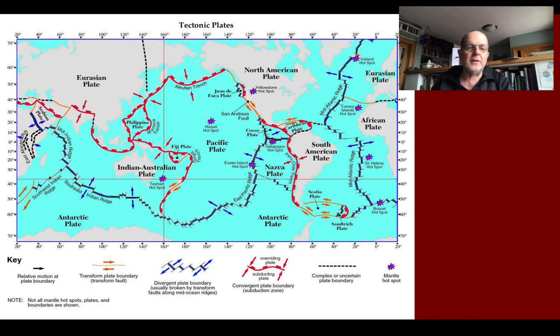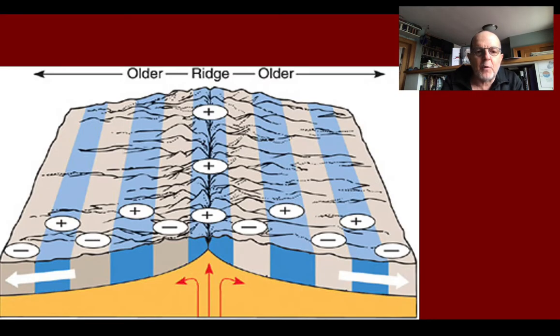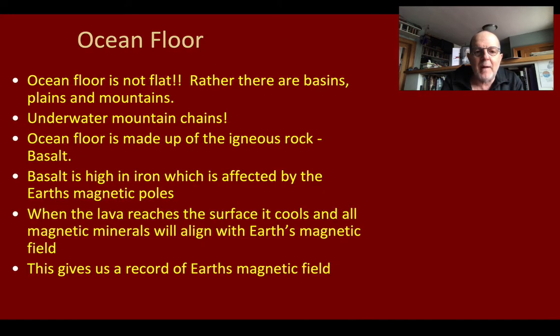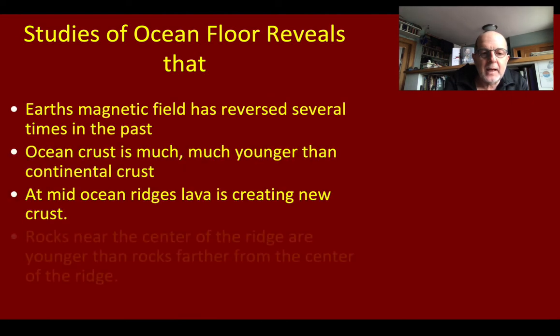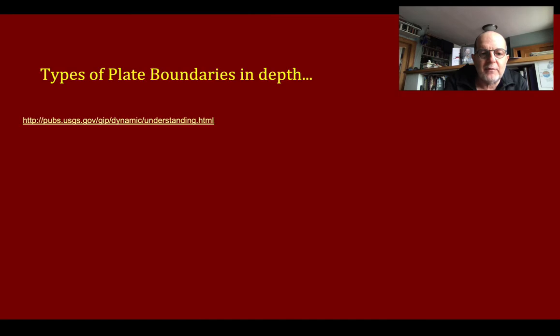And here is your Earth Science reference table indicating where the plates are either diverging, separating. This is a language you should know. Usually broken by transform faults along the mid-Atlantic, mid-ocean ridges. So what does that mean? That means if we go back to here, all these little crosshatches in here, these are little faults that happen as the plates are moving, spreading apart. You get these transform faults.